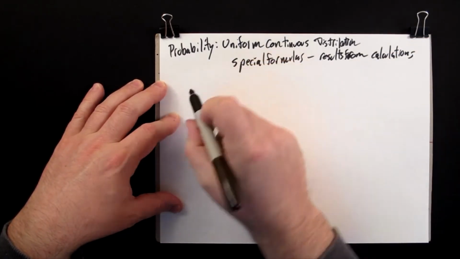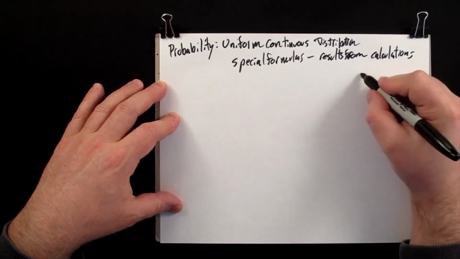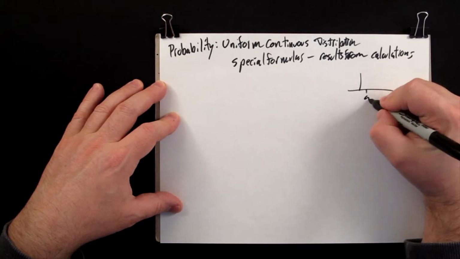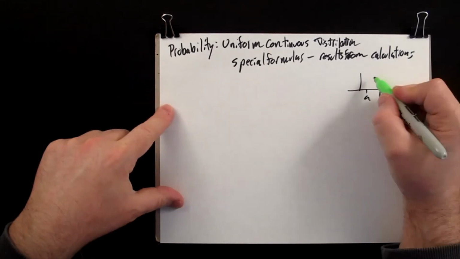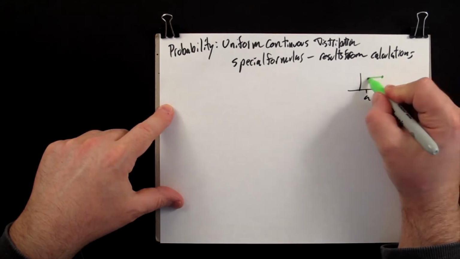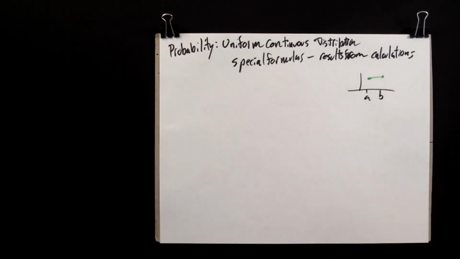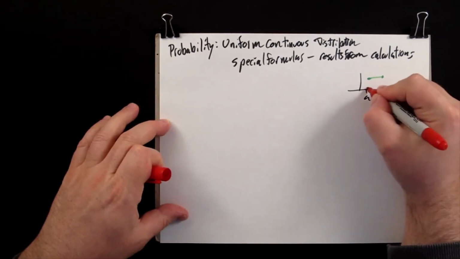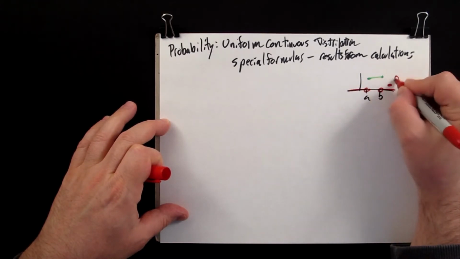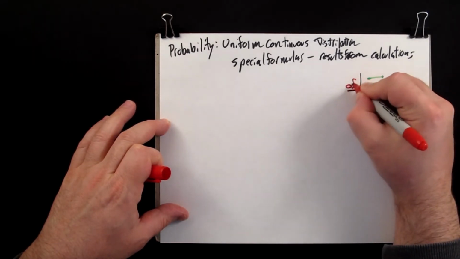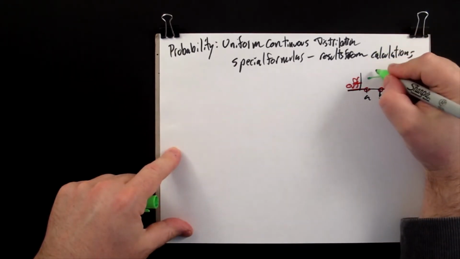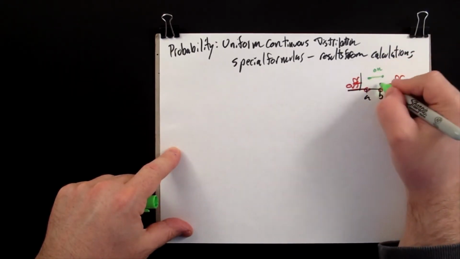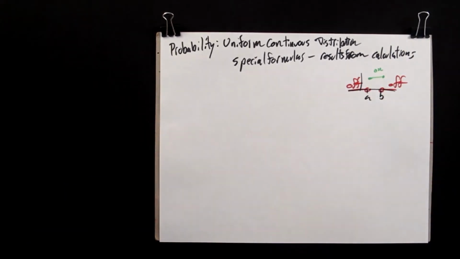And so if you know you have a uniform continuous distribution, remember, uniform continuous means that when you are between A and B, it's on, and then when you are outside of A and B, it's off. And the height is adjusted so that that area there is 1.